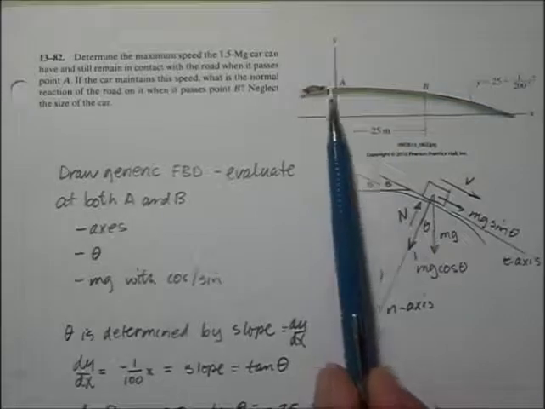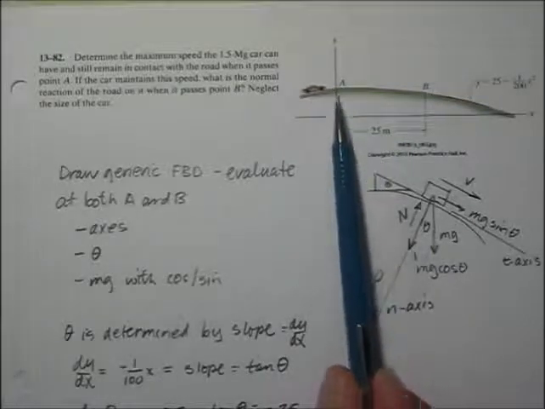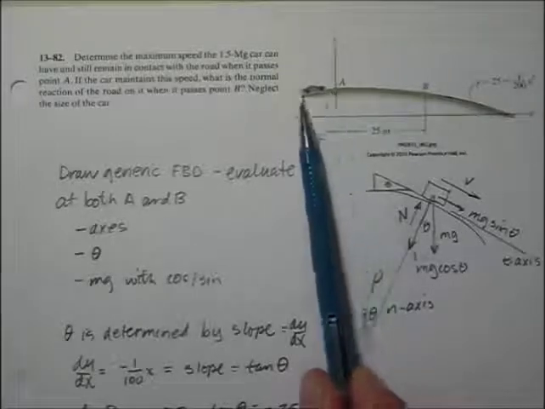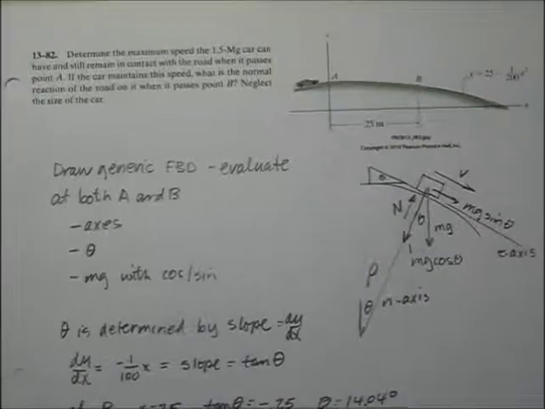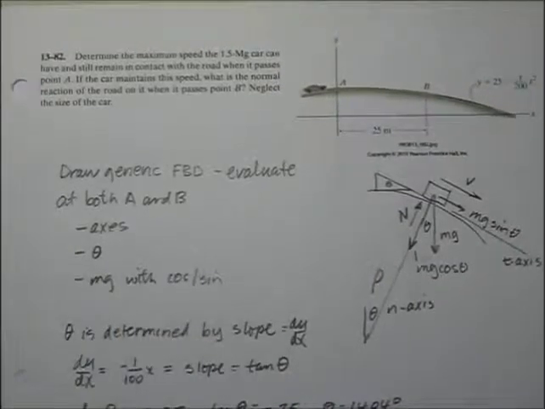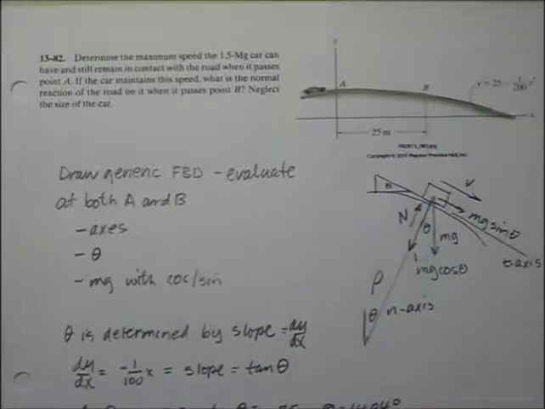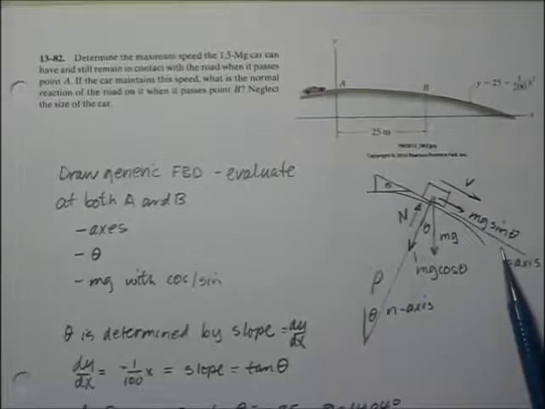So the deal is we want to find out what the maximum speed is such that the normal force pushing up, holding the car from falling this way, equals 0. So what we're going to do is draw a generic free body diagram and evaluate it at both point A and point B. So let's do that. We're just going to draw it out here at some intermediate spot.